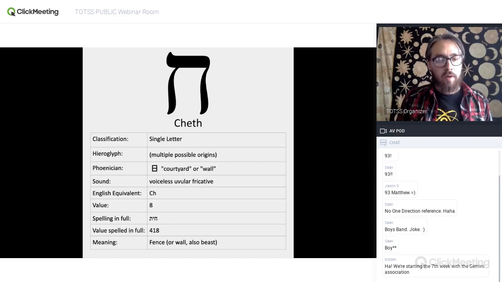All right, so its primary meaning is fence. That's the main one that you should know. Again, this isn't the Hebrew word for fence, but it's the meaning of the hieroglyph through its origin from Phoenician. It's also sometimes given as wall or has that significance.